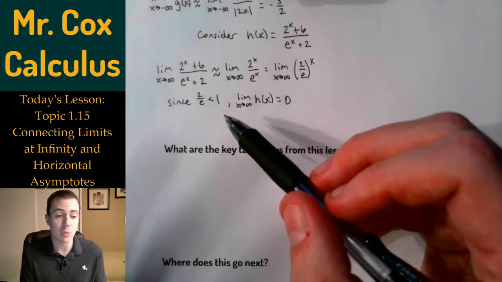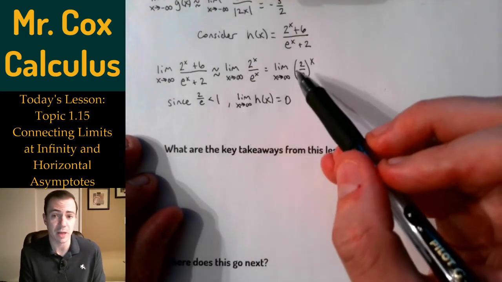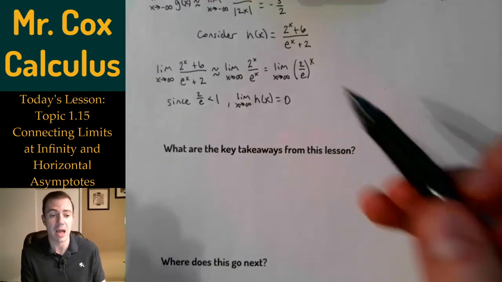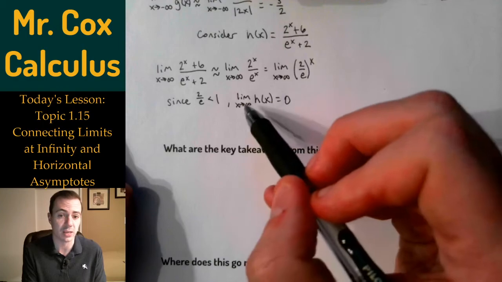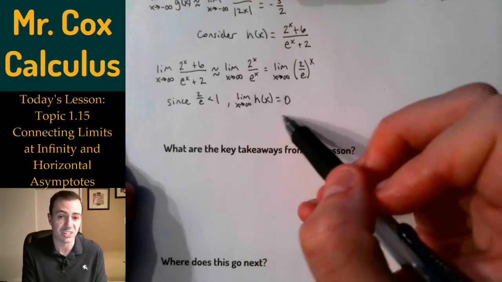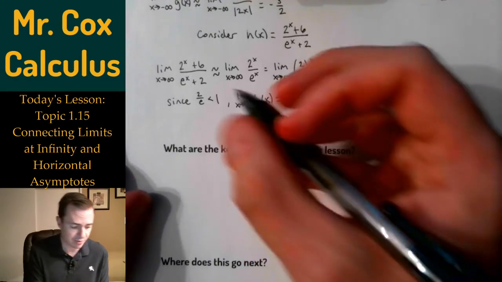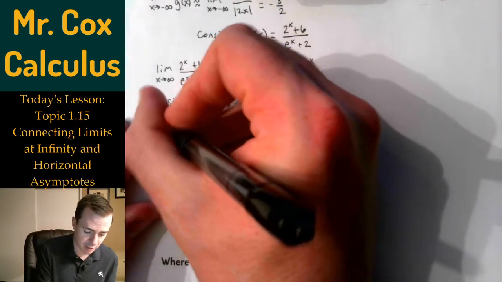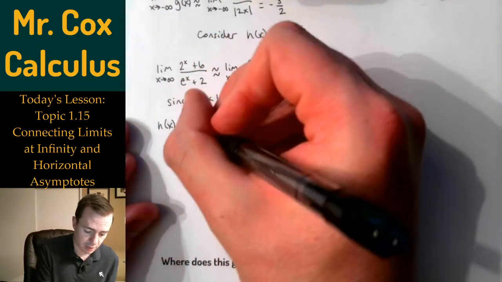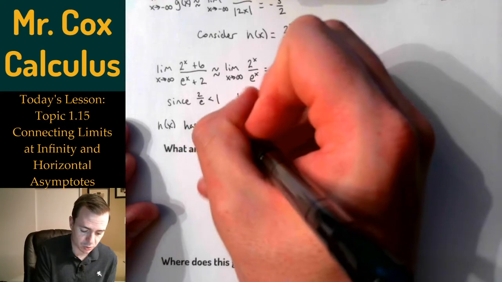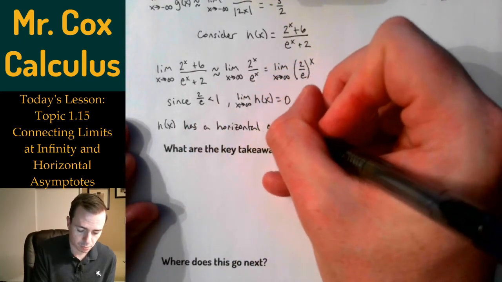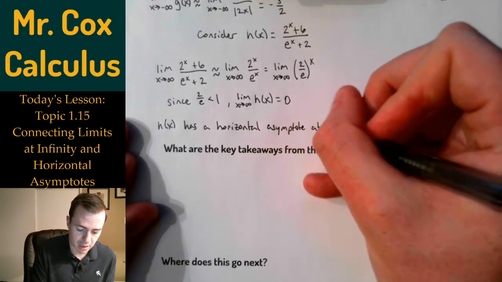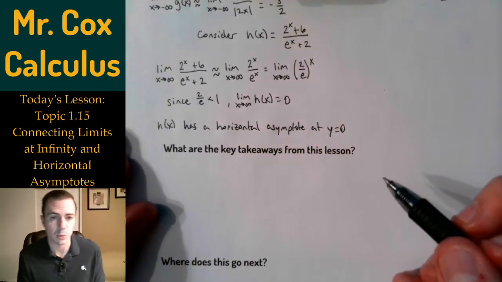If I had a value that was larger than 1, like if you think about 3 to the x, it grows unbounded. But because I had a value less than 1, raising it to an exponent, this value ends up approaching 0. That right there is my definition. So I can say h of x has a horizontal asymptote at the line y equals 0.